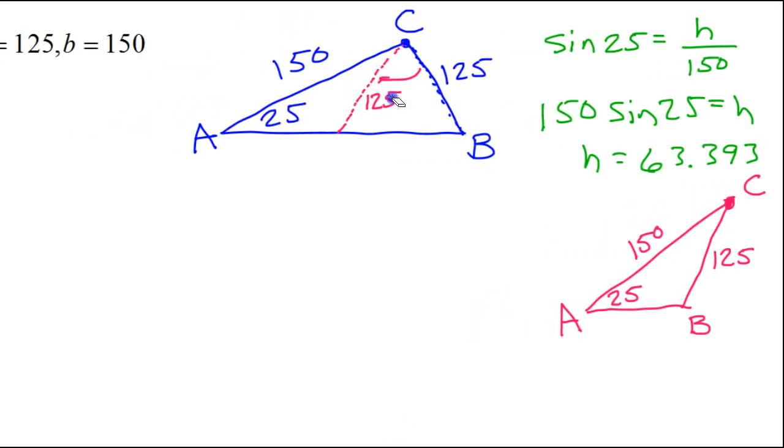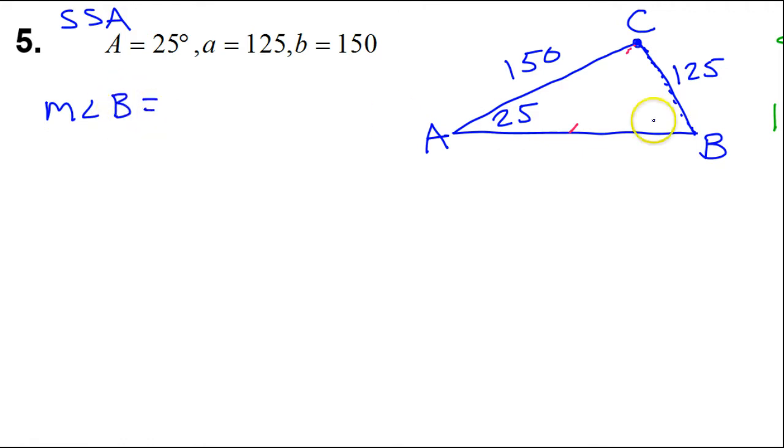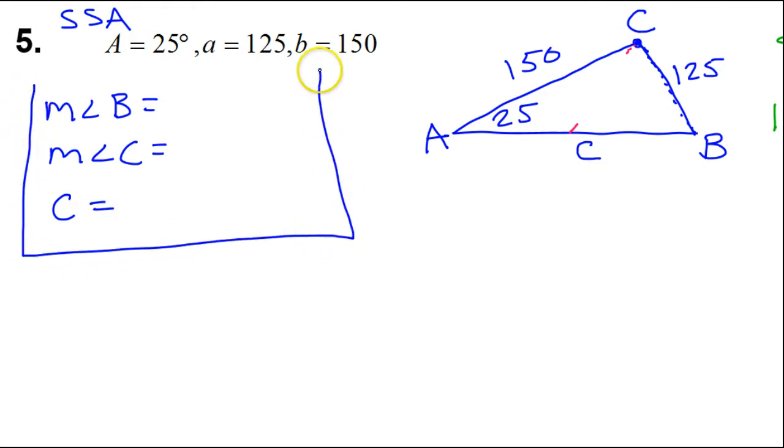Okay, now I'm just going to go ahead and clear this out because I'm going to need the space. Okay, let's go ahead and solve the blue triangle. What are the pieces of information I'm going to need? I've got angle A. I'm going to need the measure of angle B and the measure of angle C and side C. Once I have found all three of those, I will have solved the blue triangle.